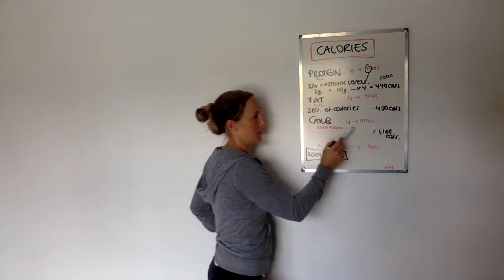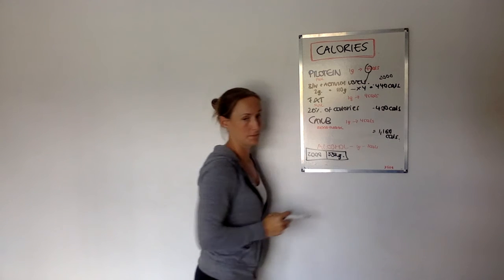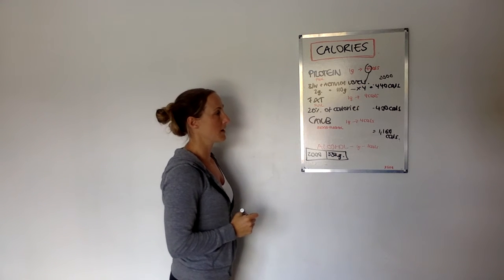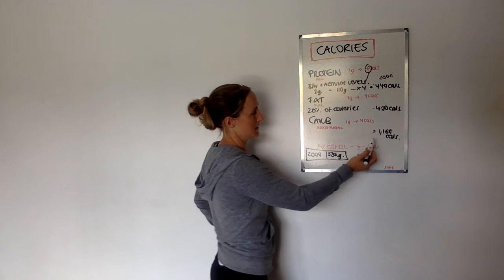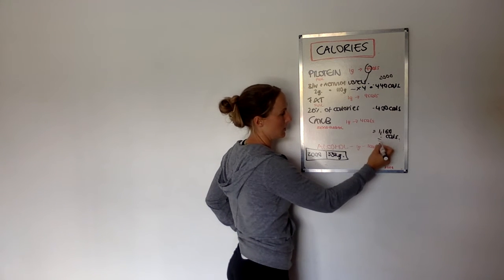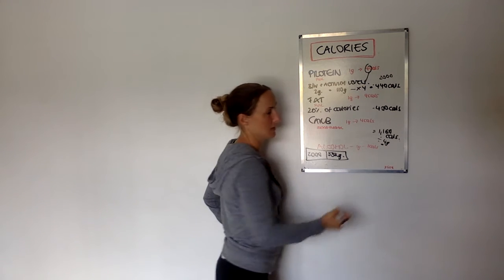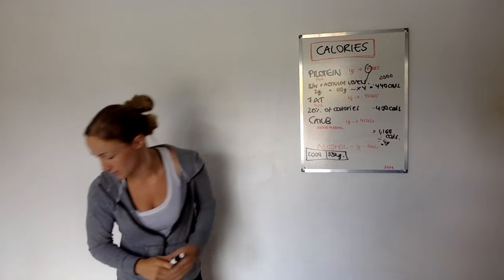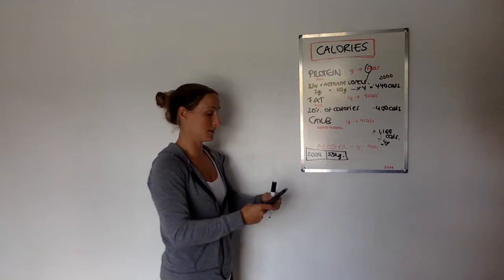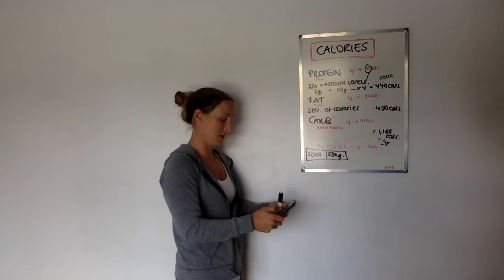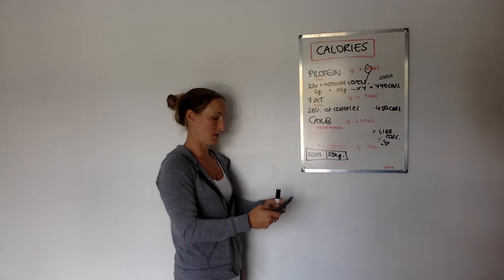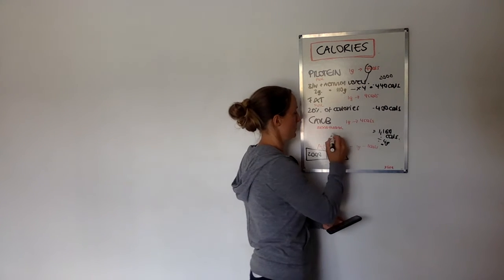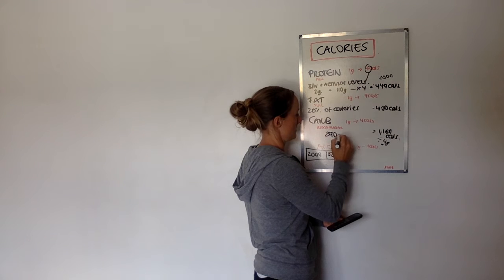Okay, that's where you're going to get your carbohydrates from. If you want to figure out how many grams, divide it by 4, and that's going to equal how many grams of carbohydrates you can eat. I'm going to get my calculator because my brain's just not that good today. Divide by 4, and that's going to be 290 grams of carbs.